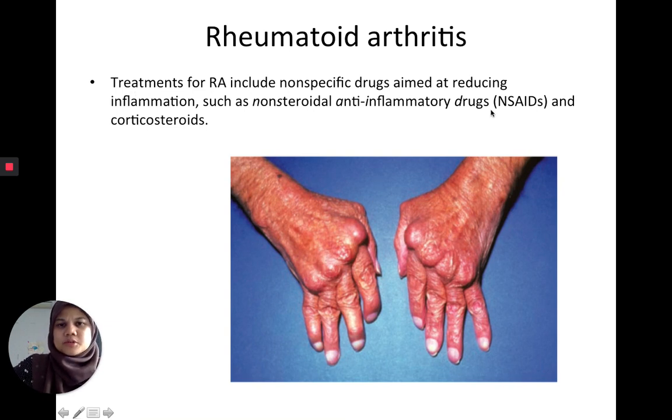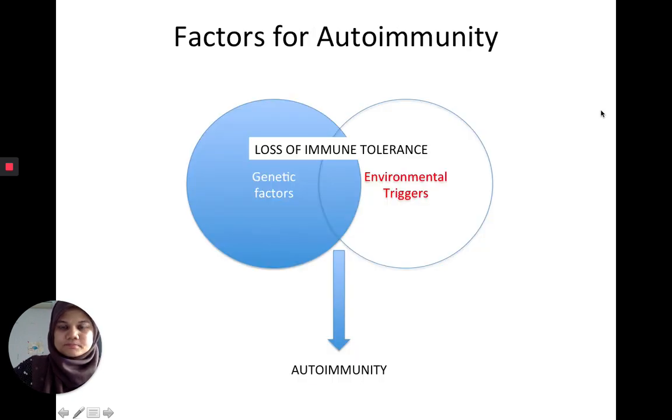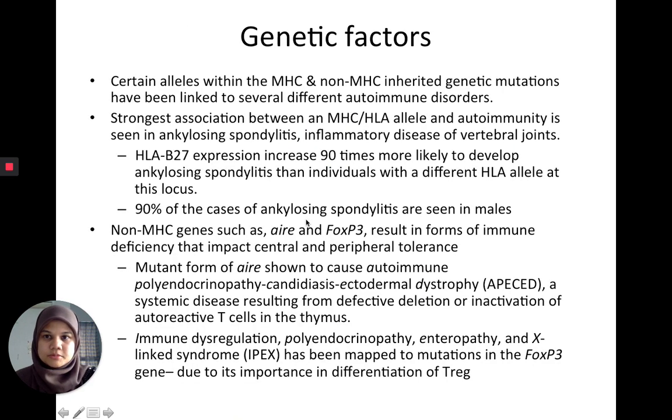And treatments include non-specific drugs to reduce the inflammation and non-steroidal anti-inflammatory drugs. So some factors that cause autoimmunity, basically two things. We know some of them are very genetically predisposed, but there are also environmental triggers such as viral infections as well, and together they somehow lead to autoimmunity.